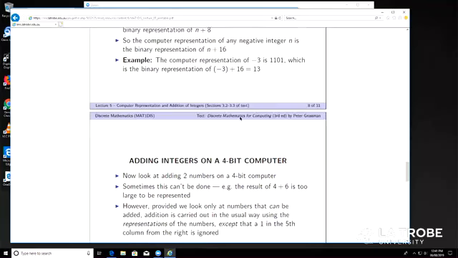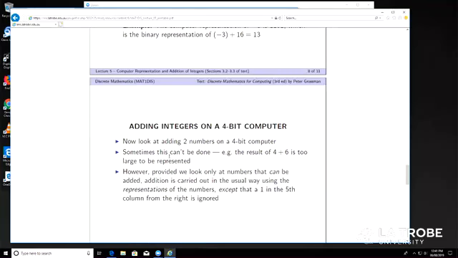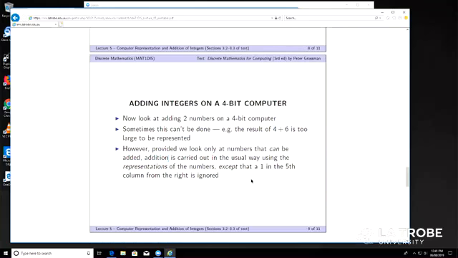Okay, so let's look at this in more detail. Now look at adding two numbers on a 4-bit computer. Sometimes this can't be done. For example, the result of 4 plus 6 is too large to be represented. 4 plus 6 is 10. It can't do that, and your answer can't be negative. However, provided we look only at numbers that can be added, meaning numbers whose result stays in the range, then yes, it's the right method.